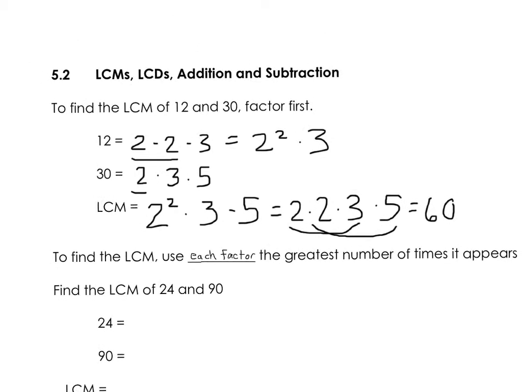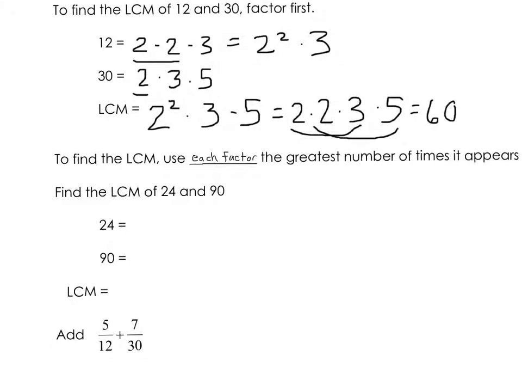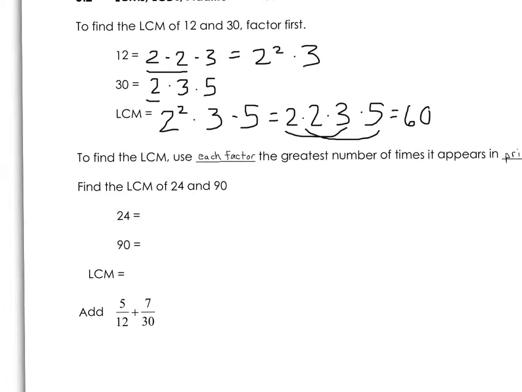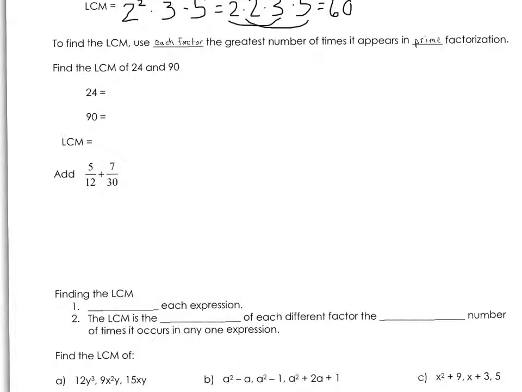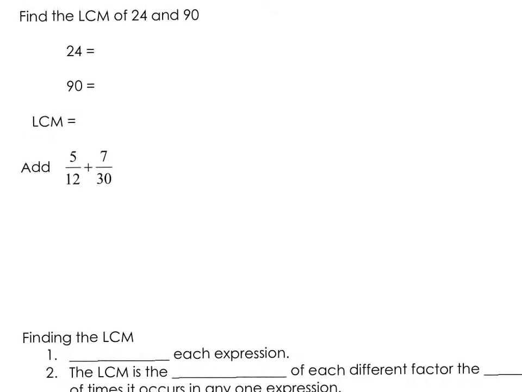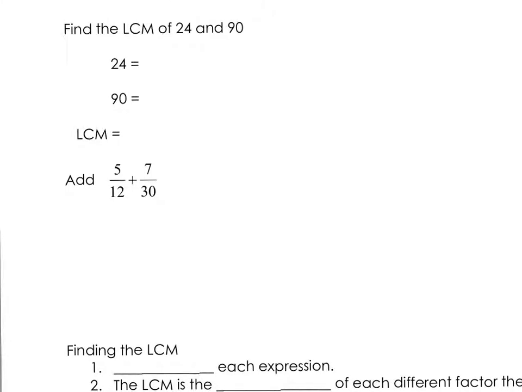So we choose to find that least common multiple. We use each factor the greatest number of times it appears in the prime factorization. We do a prime factorization first, and then we choose each factor the greatest number of times it appears, as many as the most, I like to say. So find the least common multiple of 24 and 90.